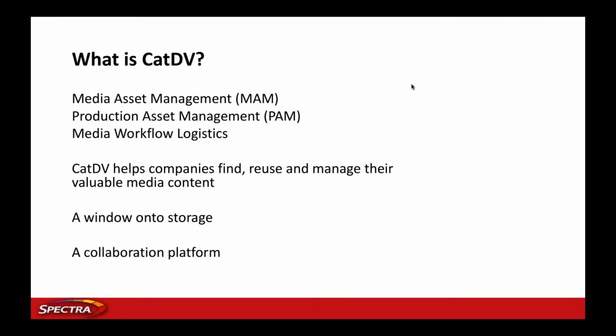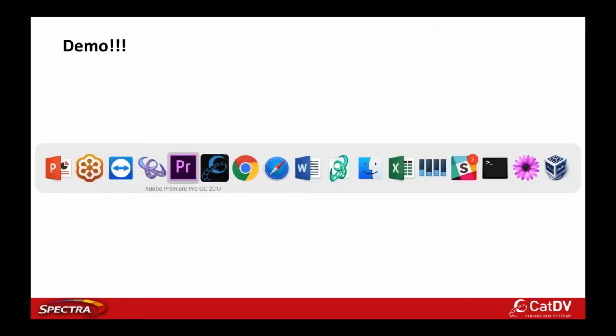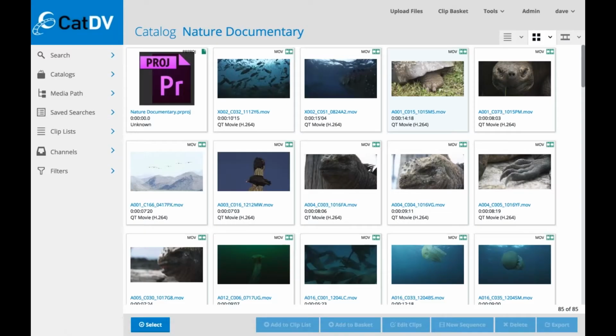And then finally, we're a great collaboration platform, so bringing things into a single system really allows folks to know exactly the status of a project or where content is, and so that really promotes a whole pile of collaboration between creative teams. So that's kind of what CatDV does. Let's have a quick look at what it looks like.